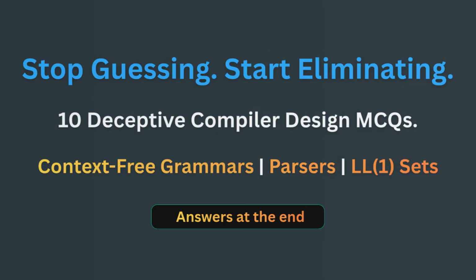If you second guess yourself during compiler design exams, this video is for you. We have 10 tricky multiple choice questions on your screen. I am not going to read them out loud. Instead, I will give you the mental shortcuts to cross out the wrong options, especially for context-free grammars and LL1 parsing. The answers are at the very end. Let's see how many you get right.